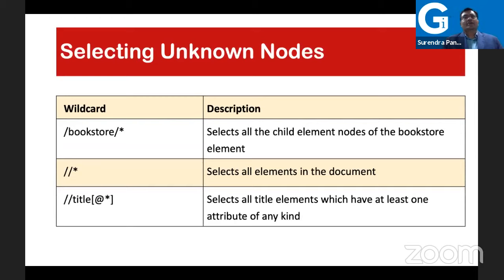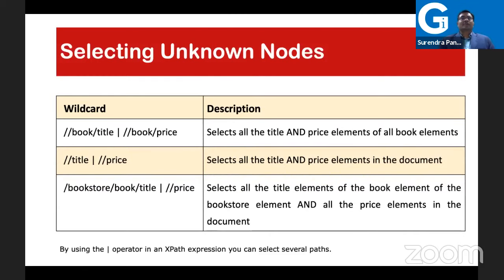We also have wildcards, like under the bookstore, if you want to access the child elements, you select all the child element nodes of the bookstore element. You can also select all the elements in the document by //*. And with @*, obviously when you say @ it refers to an attribute. So select all the title elements which have at least one attribute of any kind. For that, we have //title[@*].